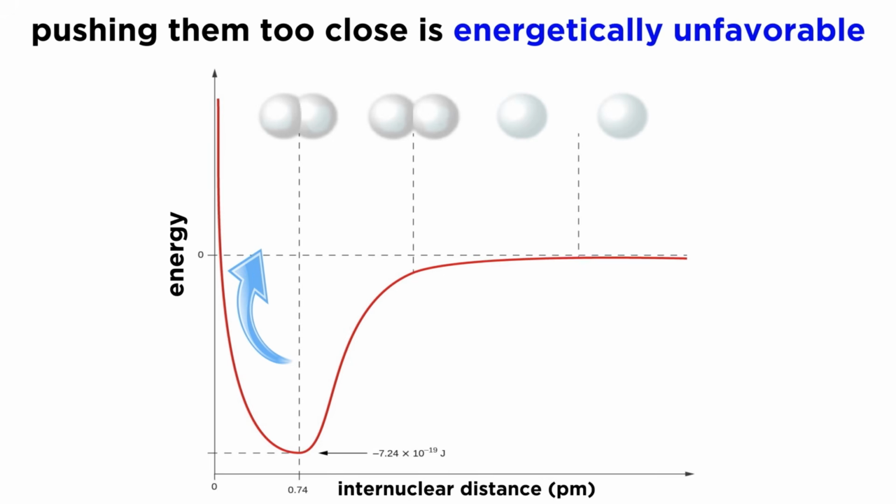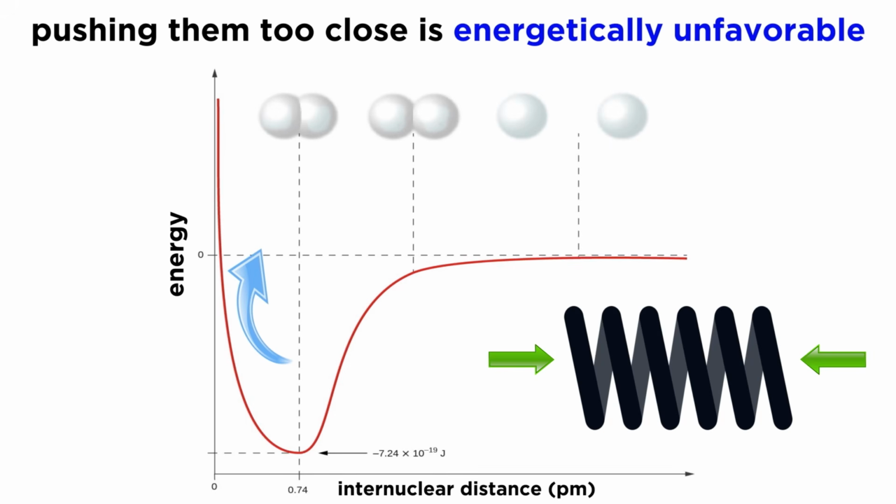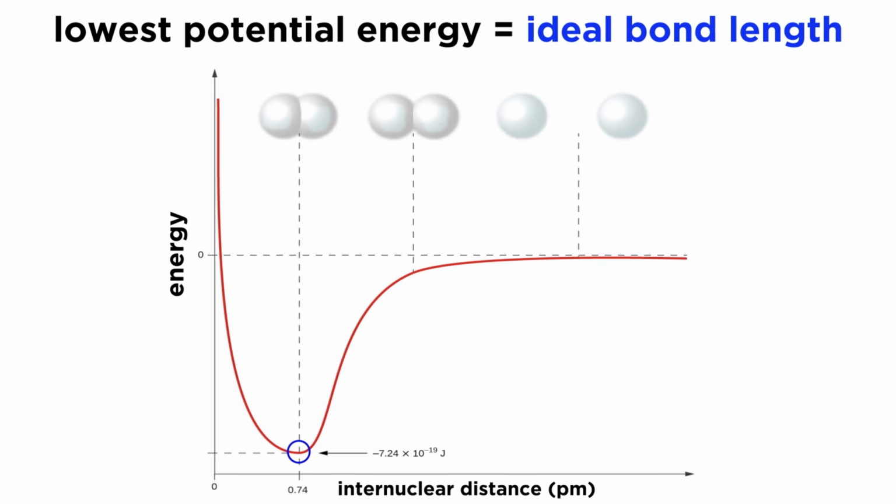However, if we push the protons too close together, it begins to become less favorable due to proton-proton repulsion, just like if we were to compress a spring, which is why we see the curve rise steeply to the left. It is this phenomenon that reveals the internuclear distance that represents the lowest potential energy, and therefore the ideal covalent bond length between the hydrogen atoms.